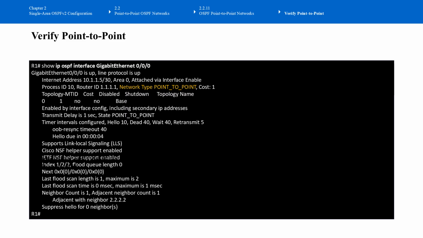To verify the point-to-point type, you can use show IP OSPF interface followed by that interface. The output confirms that the neighbor count equals 1, which means the router sees only one OSPF neighbor. Adjacent with neighbor 2.2.2.2, which means R1 has a full adjacency with R2. There is no DR or BDR listed because the interface is now point-to-point.